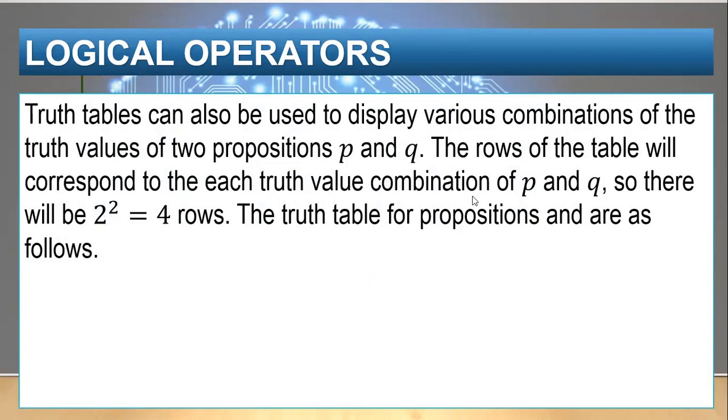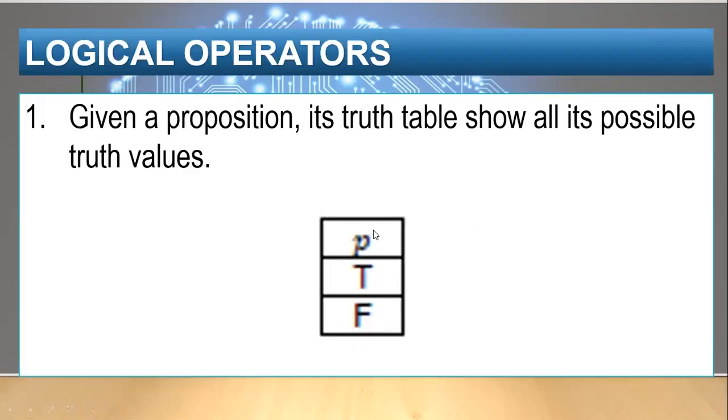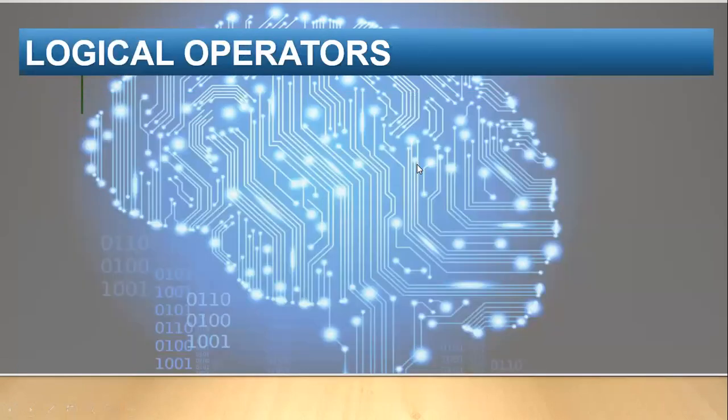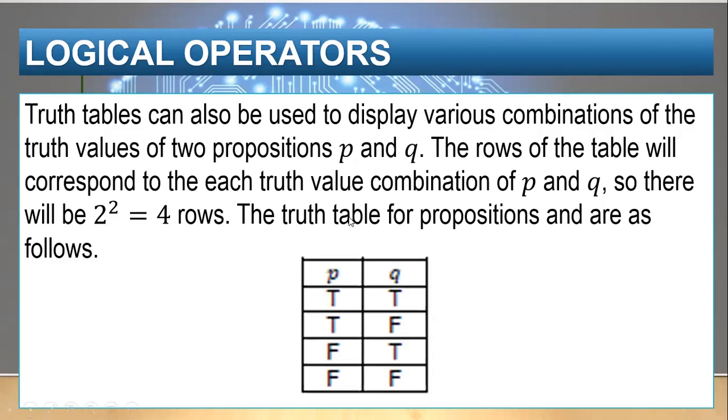So what if dalawa na? Yung kanina, di ba, example natin, isang proposition lang siya, either true or false lang. How about pag pinagsama natin yung dalawang proposition, P and Q? The rows of the table will correspond to each truth value combination of P and Q. So there will be 2 squared is equal to 4 rows. The truth table for propositions P and Q is as follows.